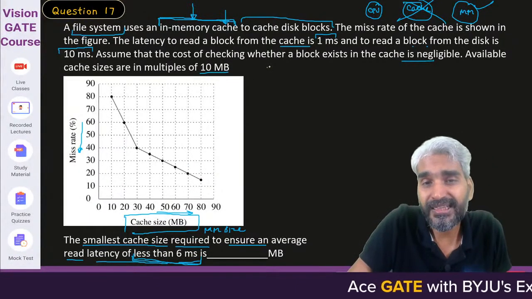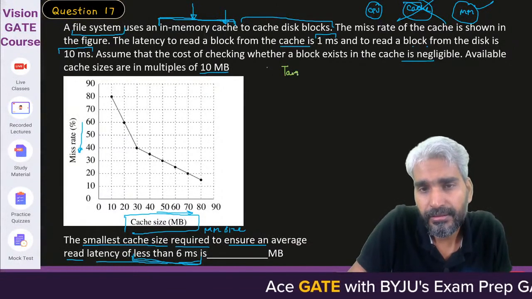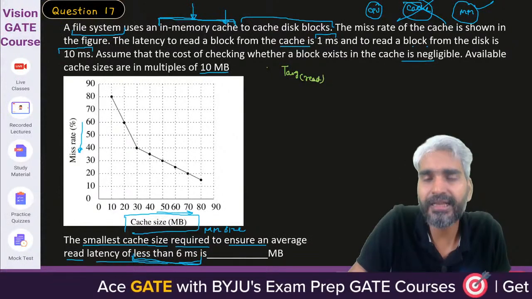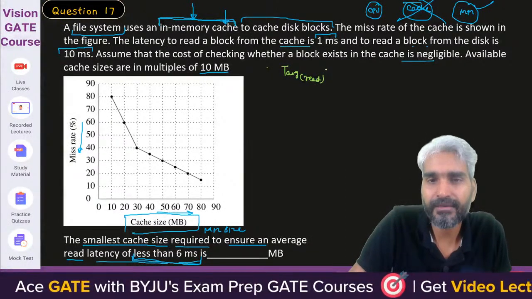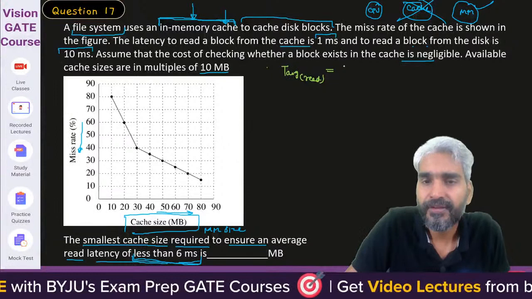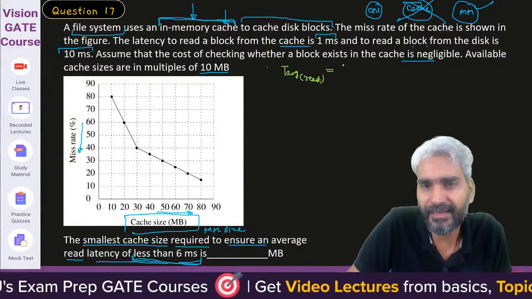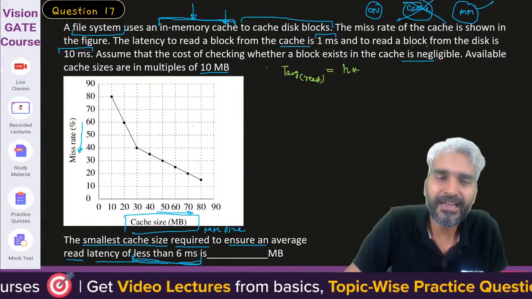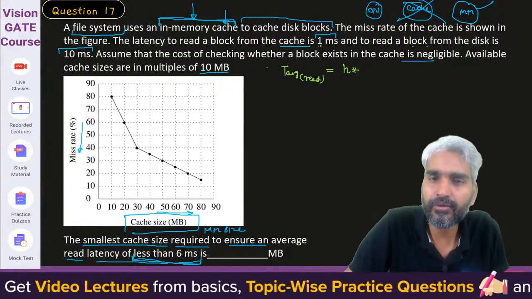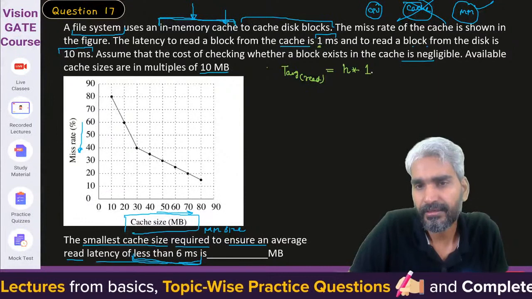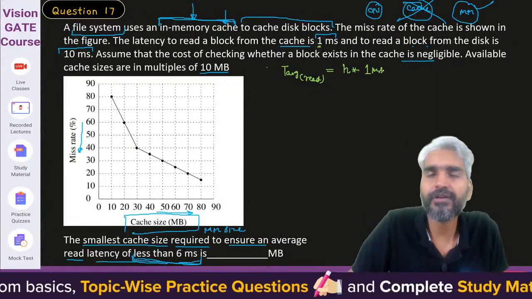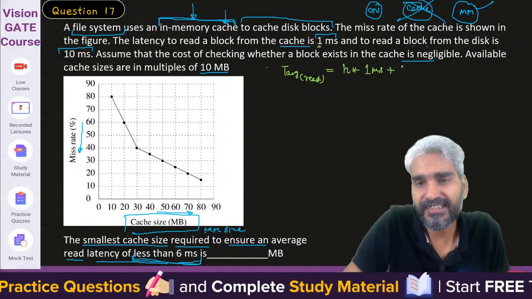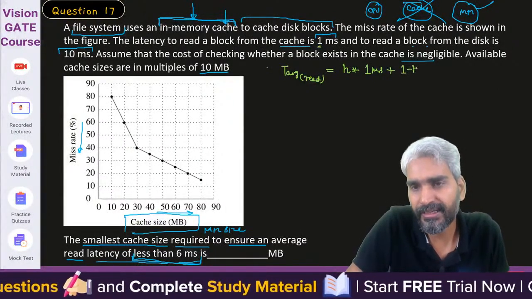What is the average access time? T average for read will be nothing but this: if you check for the data and it is a hit in the cache, then you will read it from the cache, and reading from the cache will require only 1 millisecond. Or if it is a miss in the cache, then it will be a miss with rate 1 minus h.